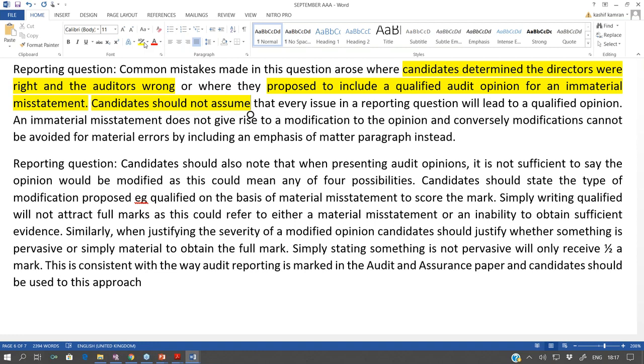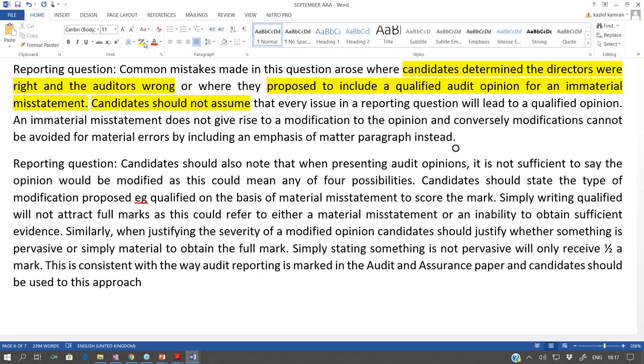So if any one of you is assuming that, please try to change your assumptions. You still have 3 weeks before the exam hall. If you have that assumption in your mind, try to change it. Then in the last line, the examiner says, an immaterial misstatement does not give rise to modification of the opinion, and conversely, modification cannot be avoided for material errors by including an emphasis of matter paragraph instead. Read this line very carefully.